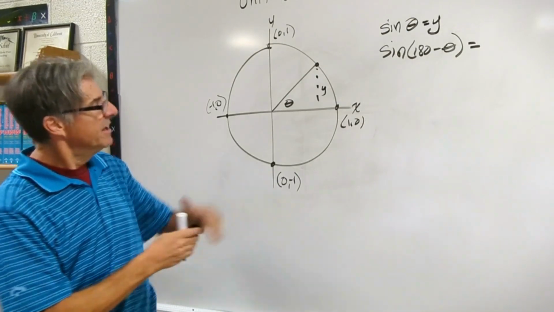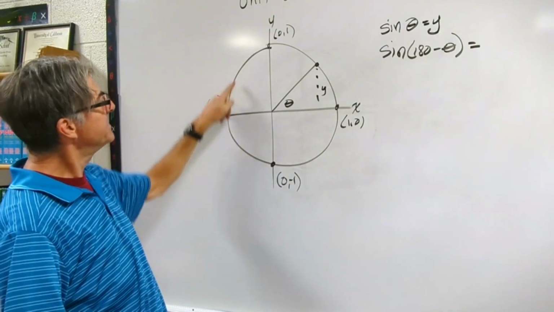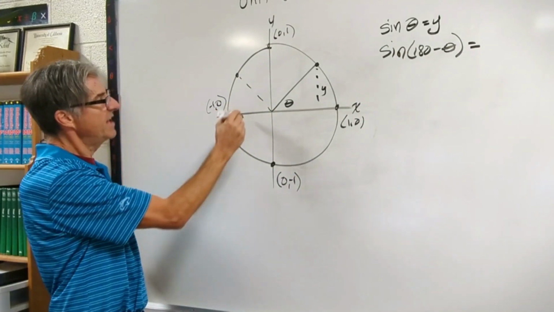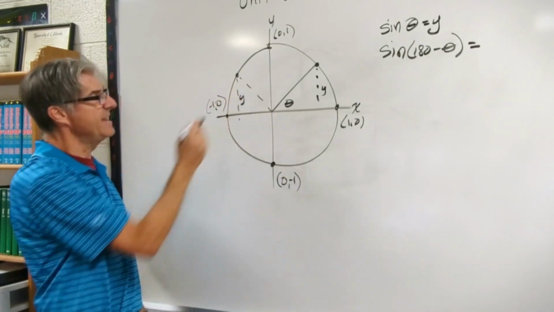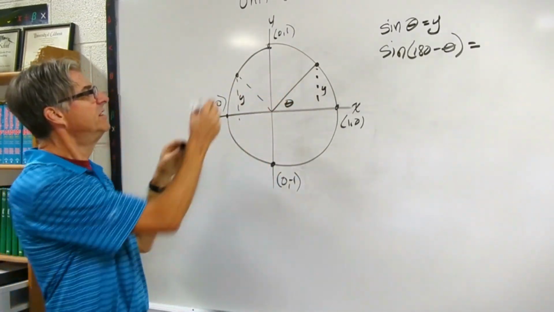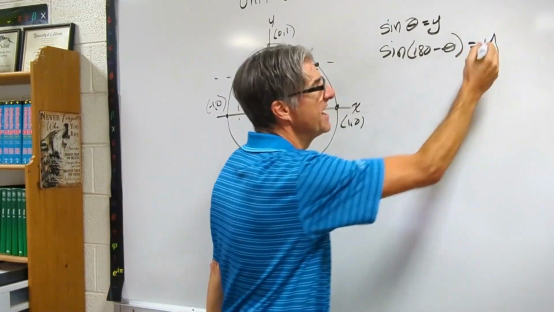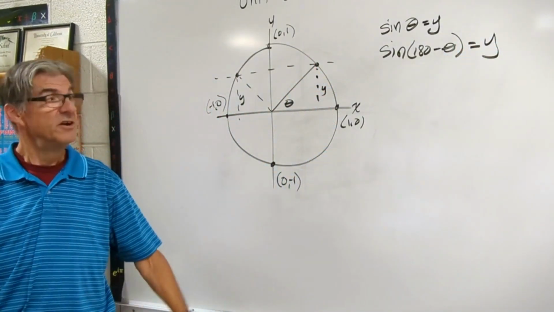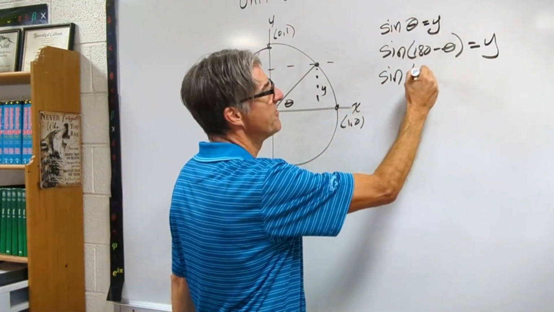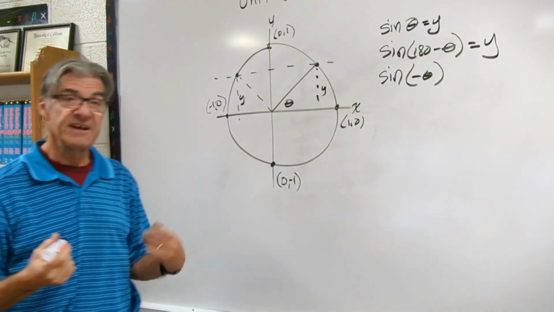Okay, so check this out. If this is theta, then 180, which is all the way over here, minus theta is going to be right there. So that's going to also be the same y. It's coming up off of here, and the same angle is coming off of there. So that's going to be the same y. So sine of 180 minus theta is also y. Now I'm going to ask you, what is sine of negative theta? Pause the video and write that down. Okay, let's see how you did.